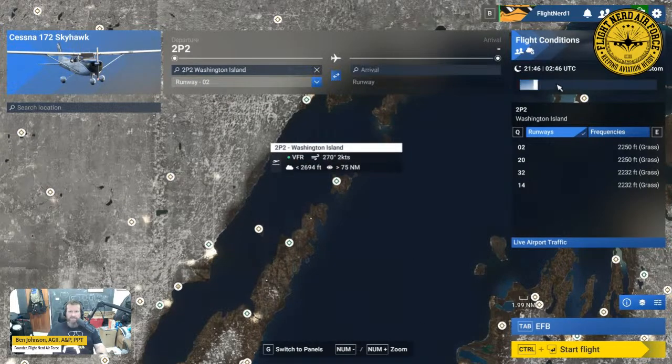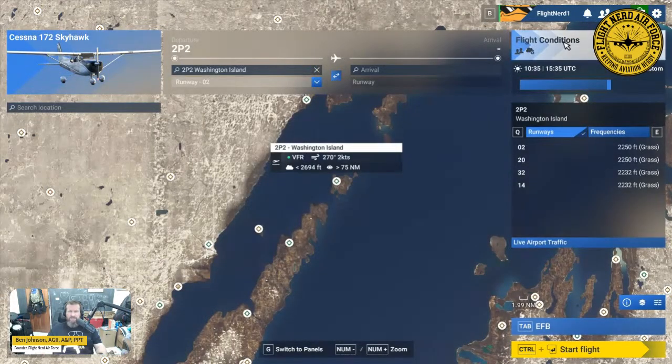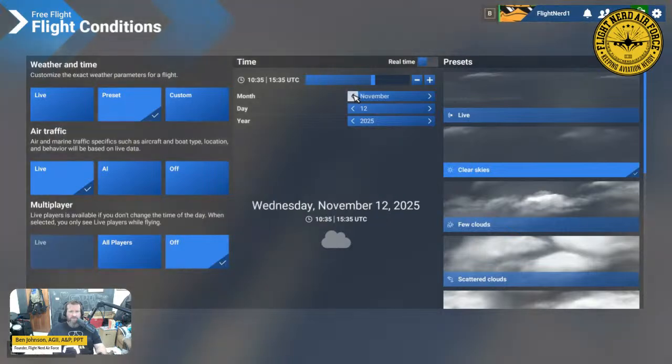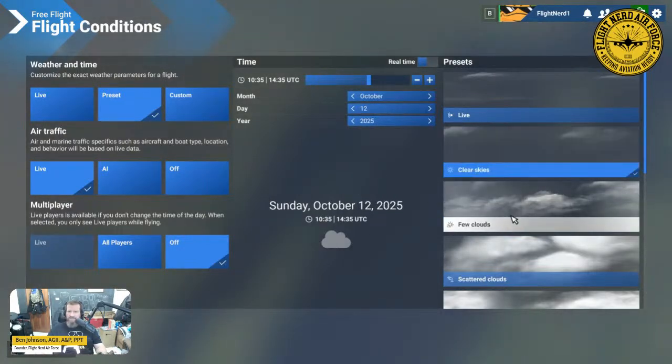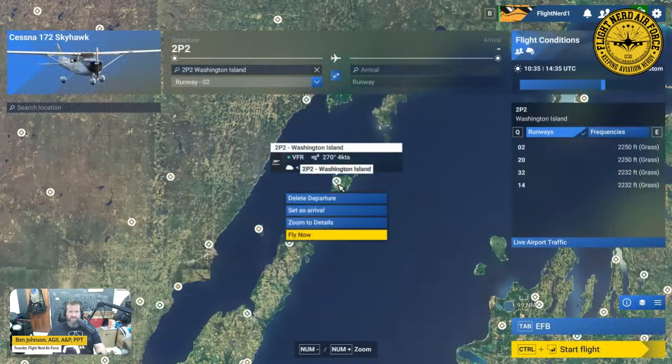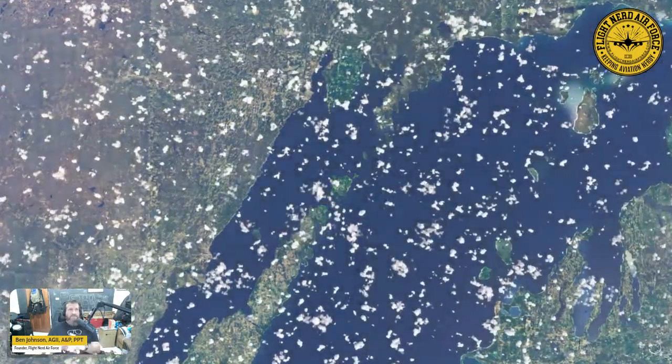And I do want this during the day. Sorry, I've got to set up for our nice October weather again. A few clouds. Try and keep things consistent for you here. All right, see if I did this right. Zoom us back in here.